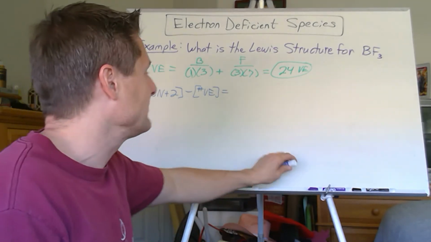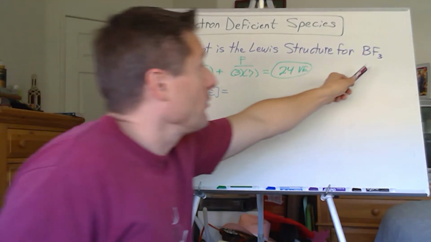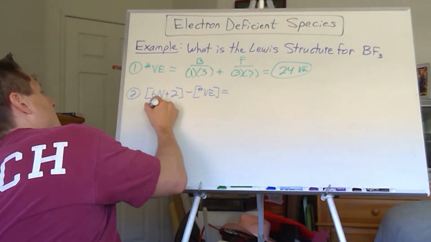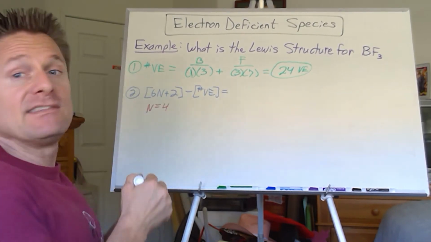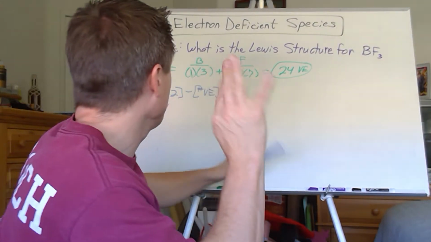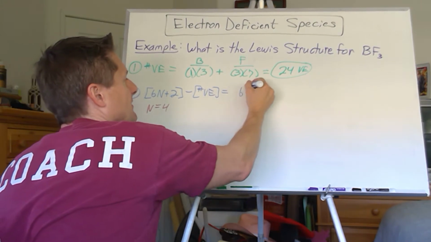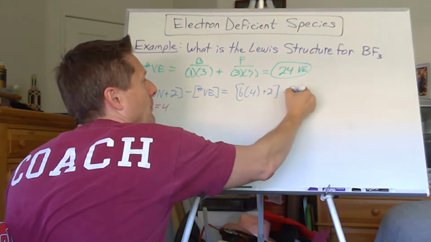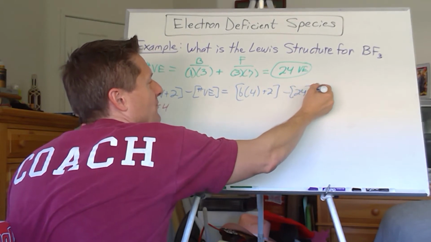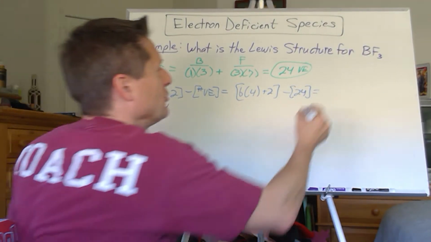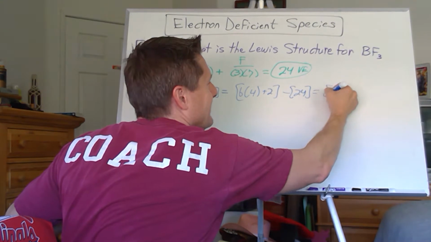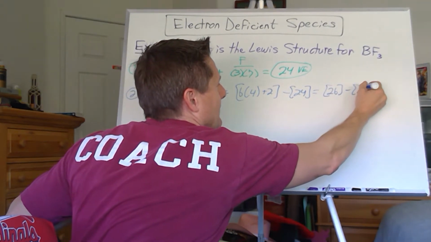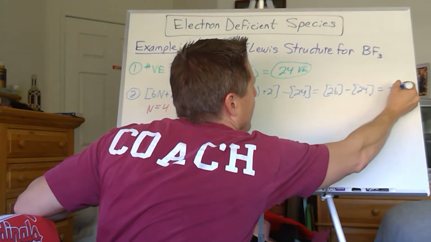This is the thinking process. No hydrogen, so we've got 4 atoms. So N is equal to 4. Let's do 6 times 4 plus 2 minus 24. Let's see what we get. 24 plus 2 is 26, minus 24 equals positive 2.